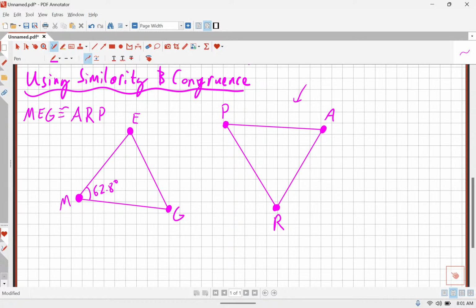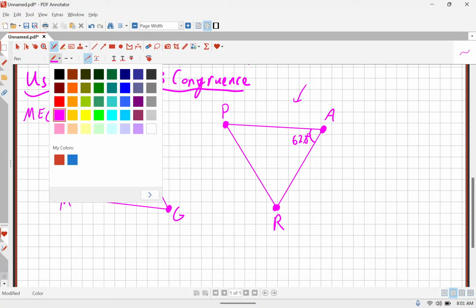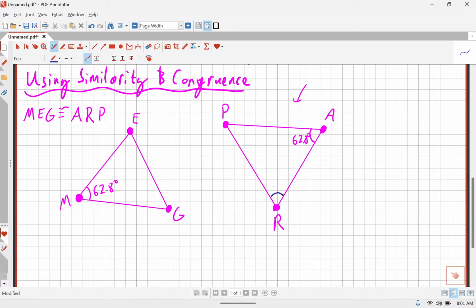Let's see here. Truman, what can you tell me about Arp, given that the measure of angle M is 62.8 degrees? That's right, 62.8 degrees. Love that. Beautiful. What if I told you guys that the measure of angle R was 70.1 degrees? I actually think you could tell me all the rest of these angles. When I say teach, I want you to say, okay, tell me what the measure of all the rest of those angles are. Teach!